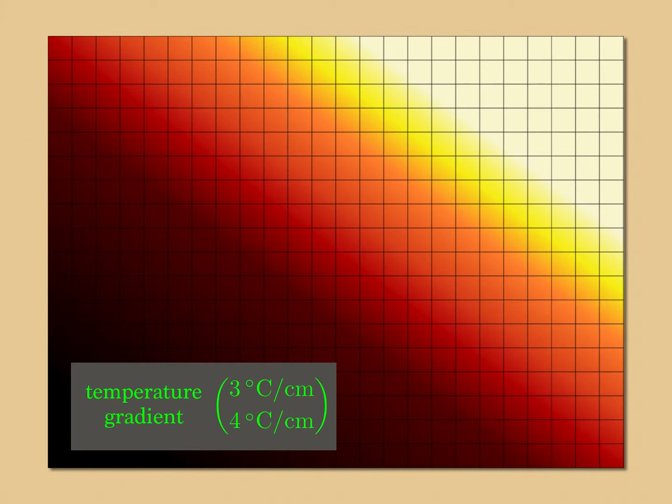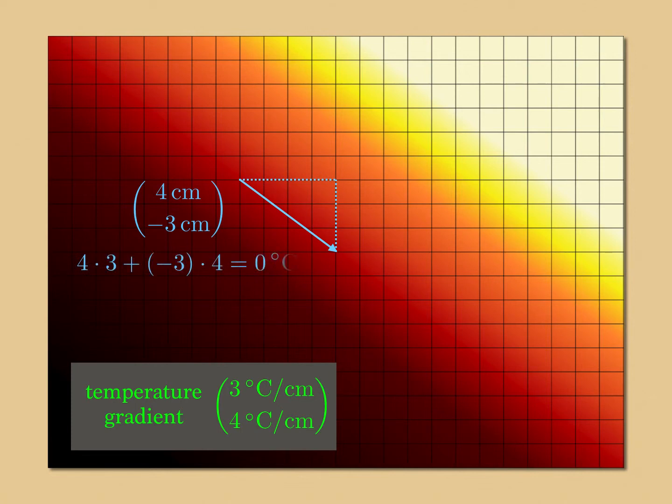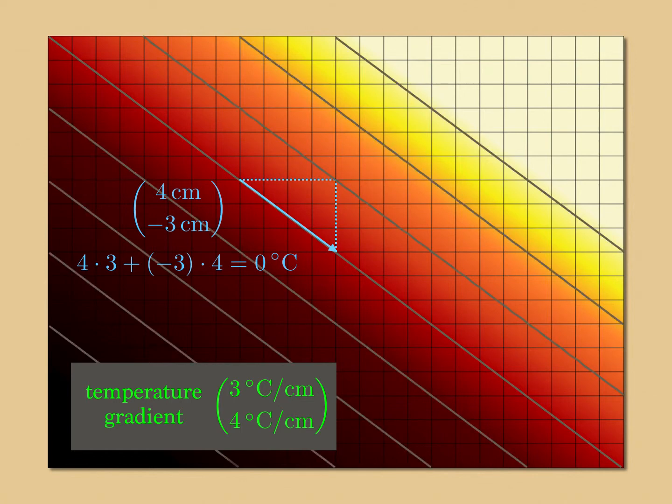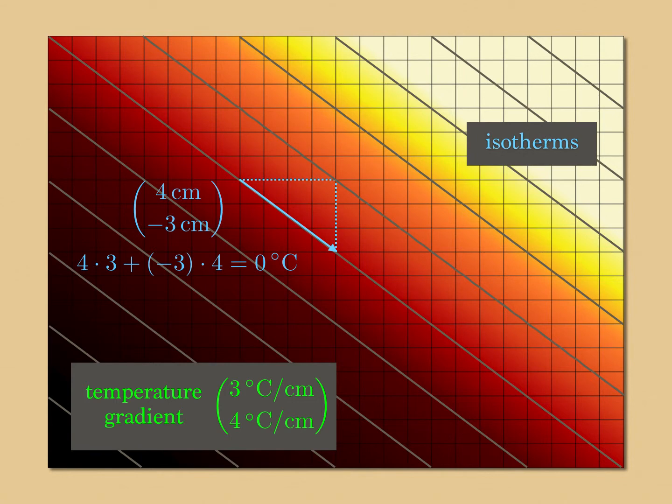In order to accomplish this, let's find a vector along which the temperature does not change at all. That is, a vector that goes down just the right amount to counteract the increase in temperature along its horizontal component. This can be accomplished, for example, by moving 4 centimeters to the right, then 3 centimeters downwards. The change in temperature is 4 times 3 plus -3 times 4, that is 0 degrees Celsius. So along this whole line the temperature stays the same. But this is also true for any line parallel to it. These lines are called isotherms in the case of temperature.